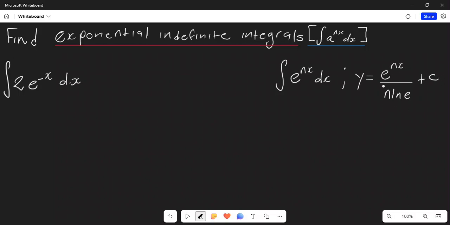Remember guys, it's the same as the formula for base a or 3. This time we just put e here so that we are able to substitute nicely there.